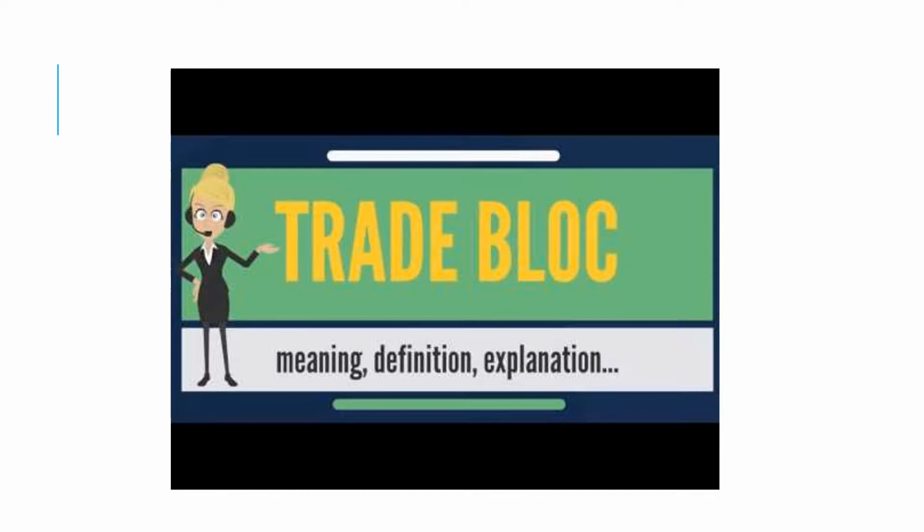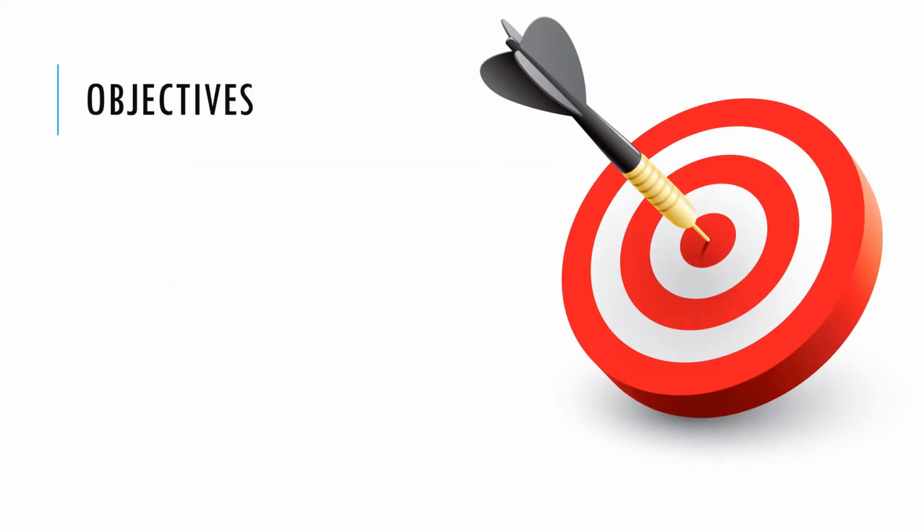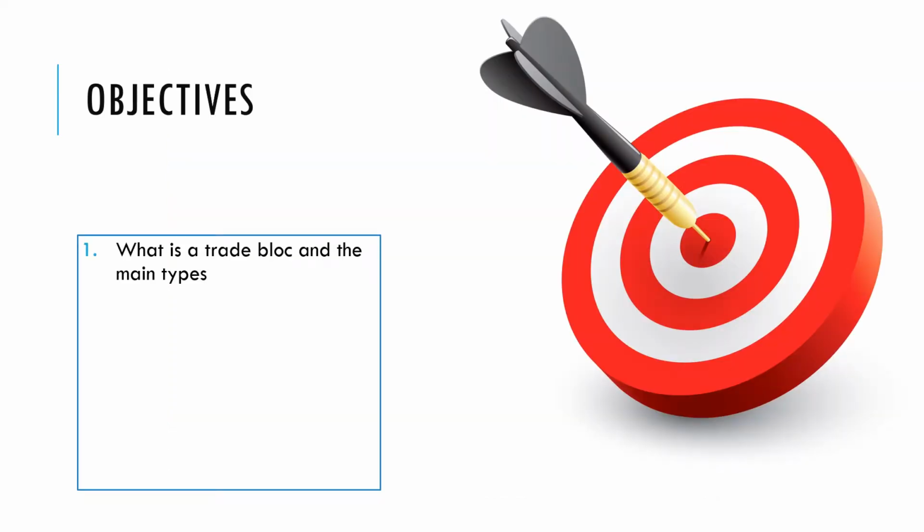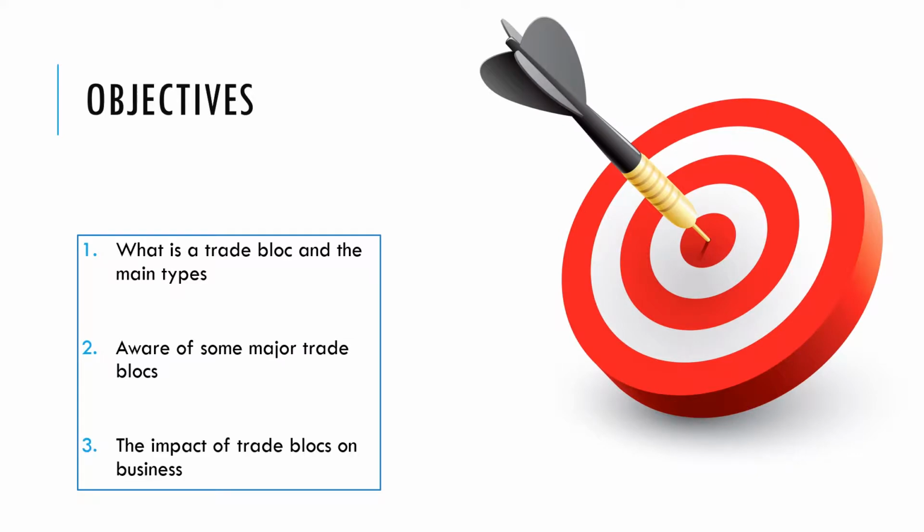First thing to notice is that trade block doesn't have a K. It is just block as in le block, and that is just a way of life. So in this video, we're going to be looking at what a trading block is and the main types. Secondly, some of the major trade blocks and who they are. And then lastly, what is the impact of trade blocks on business?